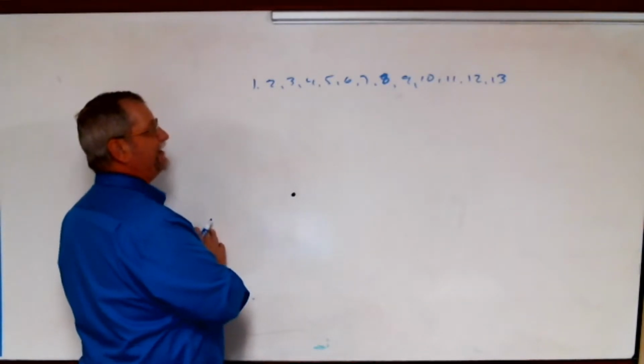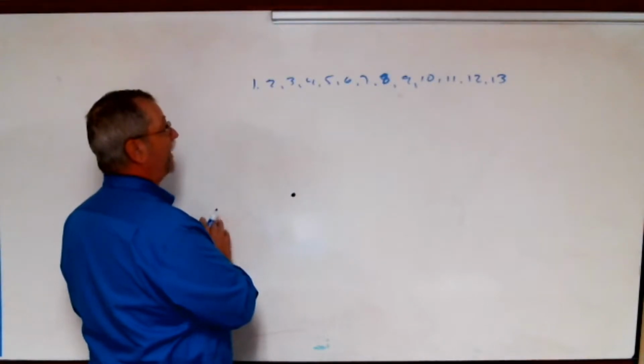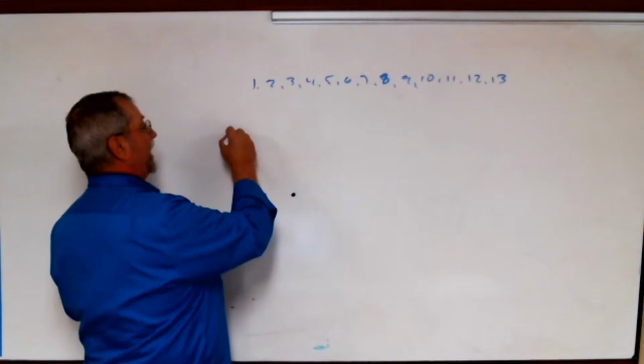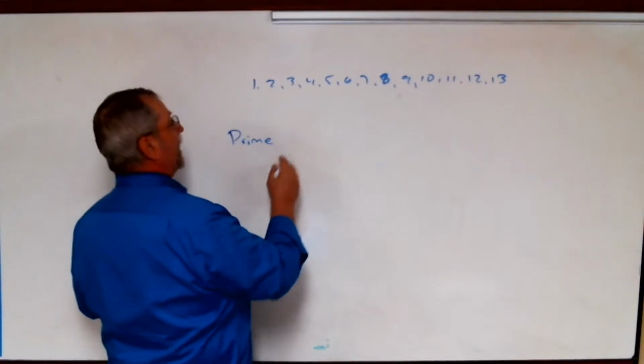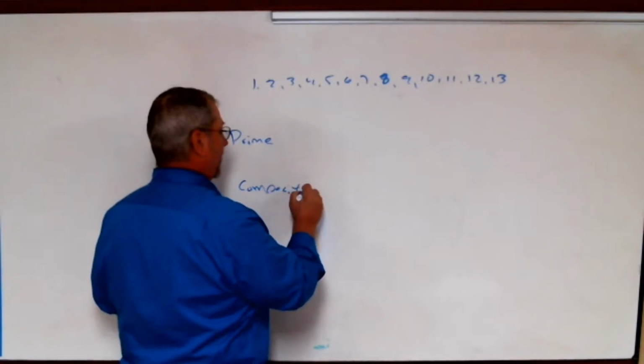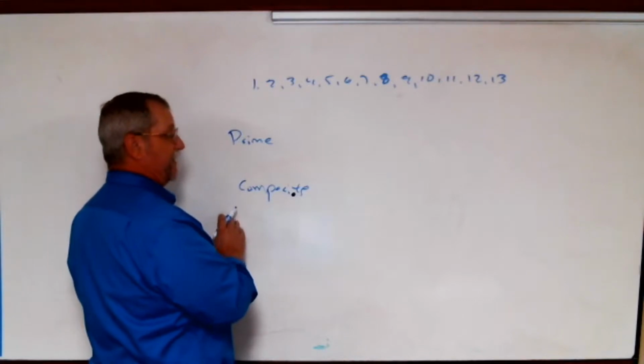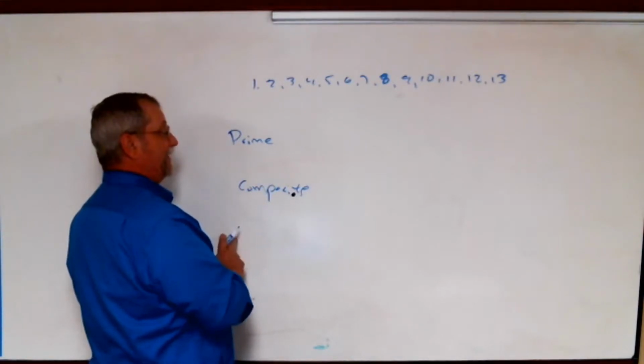Prime numbers are only divisible by 1 and themselves. That's prime. Okay, composite numbers. Composite numbers are composed of more factors than 1 and themselves.